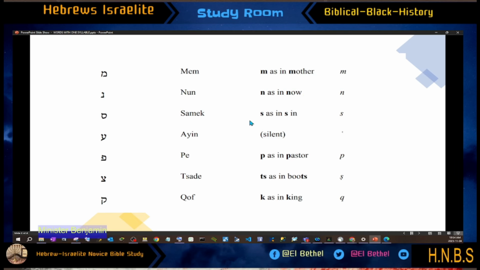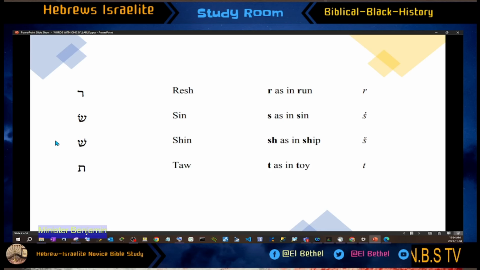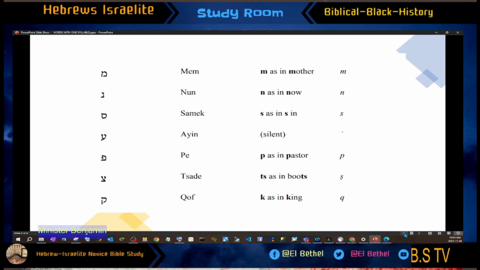Samek, s as in sin. Ayin is also silent, so we have two letters that are silent. Ayin is also silent. So Aleph and Ayin, they're silent letters, right? Pay, p as in pastor.